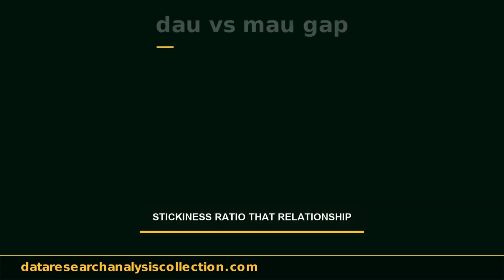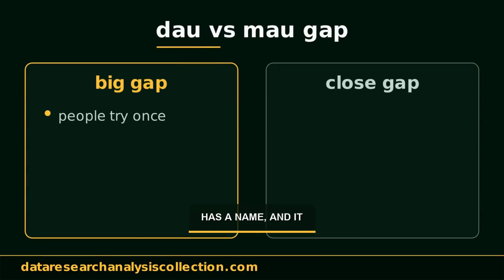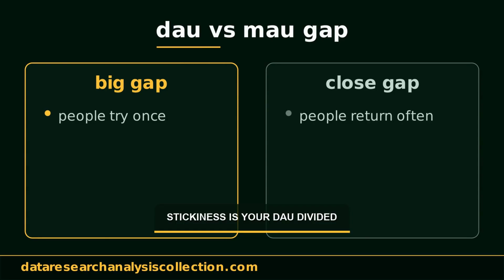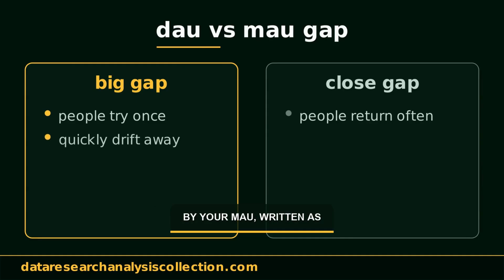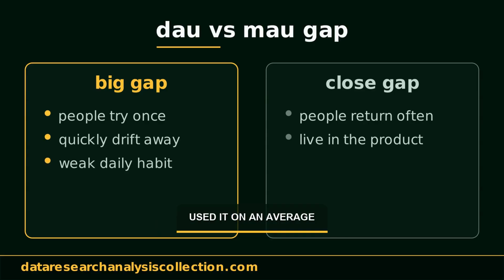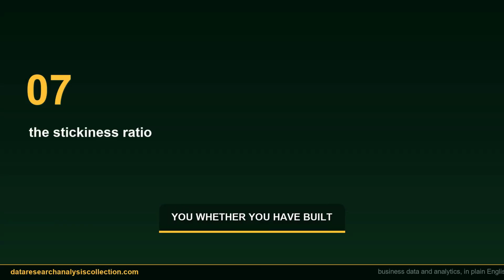The stickiness ratio. That relationship has a name, and it is the reason we bothered defining all three. Stickiness is your DAU divided by your MAU, written as a percentage. It asks a simple question: of all the people who used your product at some point this month, what share used it on an average day? It is one of my favorite numbers because in a single figure, it tells you whether you have built something people keep coming back to or something they visited once and forgot.